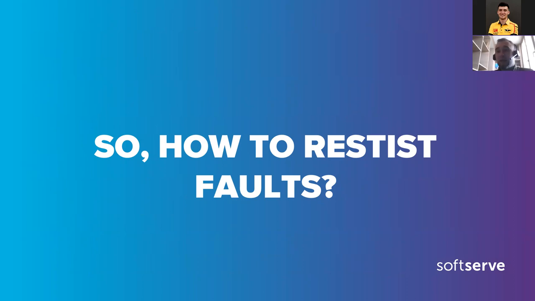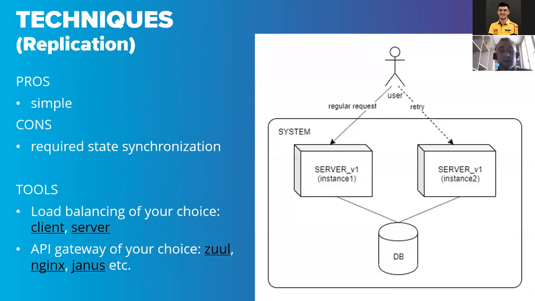There are a few techniques, and we will go through some of the most popular ones and see how they deal with it. The first technique, which is really popular, is replication. Based on our picture, let's imagine that we have a server, and we call it instance one. We decided that it is not sustainable enough for our system. What can we actually do?